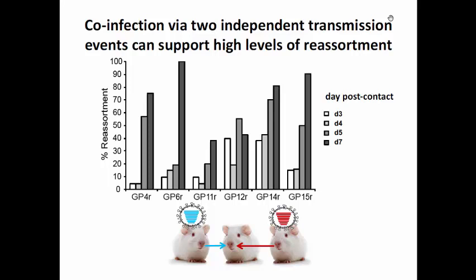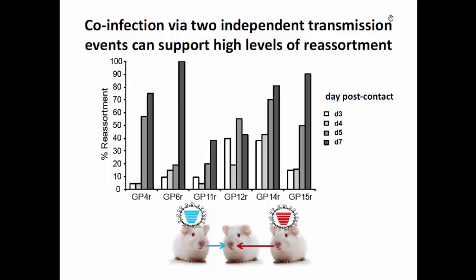So we had 15 guinea pigs exposed in this way. 9 were productively co-infected with the wild type and VAR, detectably so. I'm showing you the data here just from 6 of those co-infected animals. And what you're looking at is the percent reassortment again on the y-axis. These are 6 different guinea pigs. And then in the gray scale is the day post-contact, with days 3, 4, 5, and 7 shown.